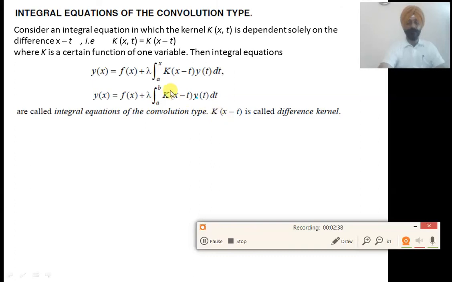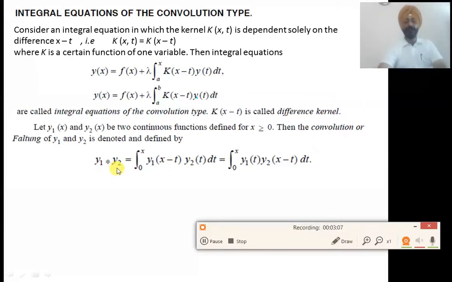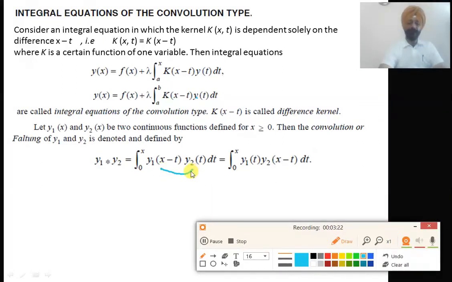Why do we say it is a convolution type? Because k(x, t) is replaced by k(x minus t). So, k(x minus t) is called the difference kernel. Let y1 and y2 be two continuous functions defined for x greater than or equal to 0. Then the convolution of y1 and y2 is denoted by y1 star y2. y1 star y2 is equal to the integral from 0 to x of y1(x minus t) y2(t) dt. What does the convolution do? It takes y2 here and x y1 here. So, just see y1(t) and y2(x minus t).